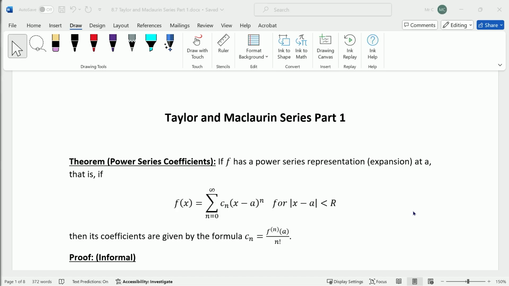Okay, so we'll start out with a very important theorem, the power series coefficients theorem. It says if f has a power series representation, or in other words, expansion at a, that is, if f of x can be written as the sum from n equals 0 to infinity of c sub n times (x minus a) to the n for all x such that the absolute value of x minus a is less than r, then its coefficients are given by the formula c sub n equals the nth derivative of f evaluated at a divided by n factorial.